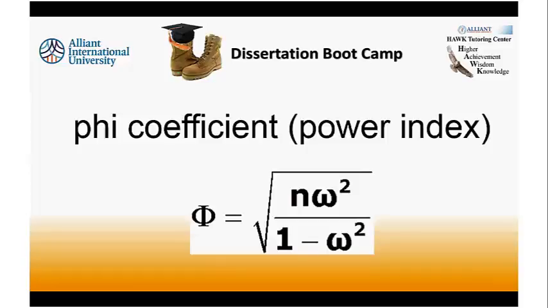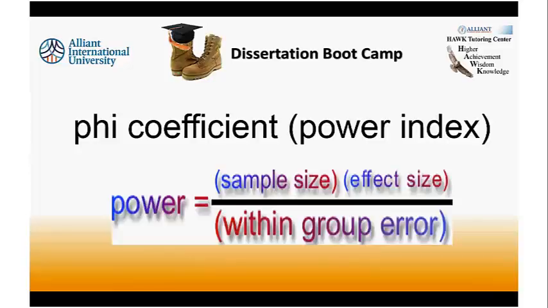But this is what power is. Power, represented by the phi, that's that little Greek letter, is the relationship between little n, which is your sample size, and omega squared, which looks like a W, which is your effect size. And the one on the bottom, 1 minus omega squared, is your error term. So theoretically, power looks like this. It's the relationship between sample size times effect size divided by your within group error.